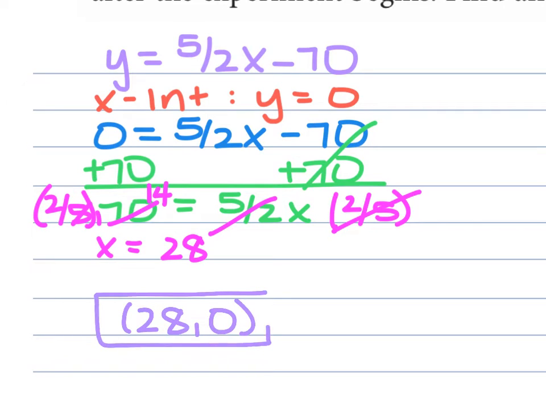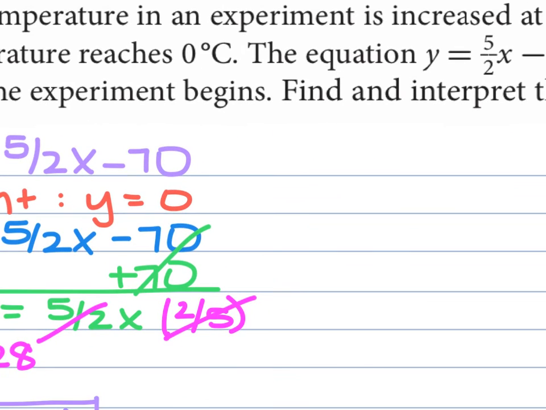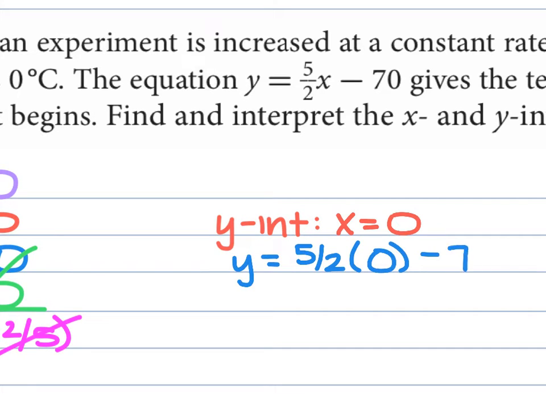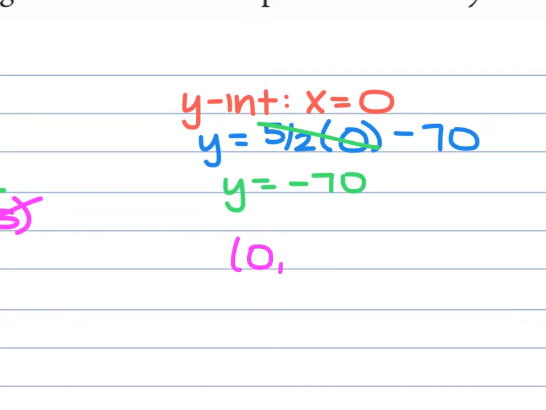These intercepts are always in ordered pairs, so you want to make sure that you include that 0 in either the x or the y, wherever it belongs. So if we look at the y-intercept, that means that our x is going to equal 0. So this is going to leave us with y is equal to 5 over 2 times 0 minus 70. That 5 over 2 times 0 is going to cancel, so y is going to equal negative 70. This is leaving us with the ordered pair 0, negative 70.